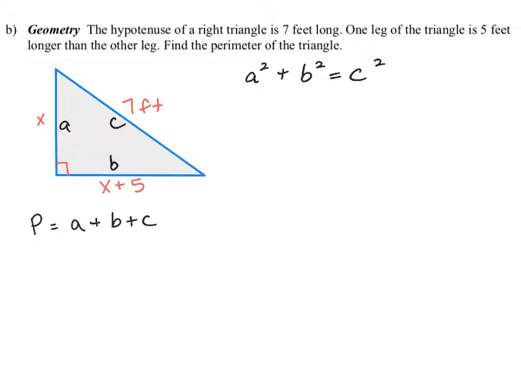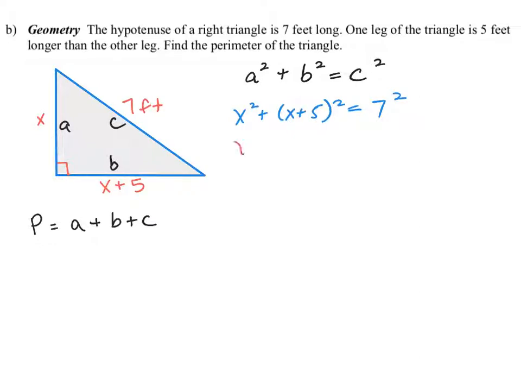So when we plug in our given values, a is x, so that's going to be x squared plus (x plus 5) squared. That is equal to 7 squared. By simplifying and solving this quadratic equation, we'll be able to find the value of x, and that will give us one leg, x plus 5 is the other leg, and the hypotenuse is 7. Add those together to get the perimeter.